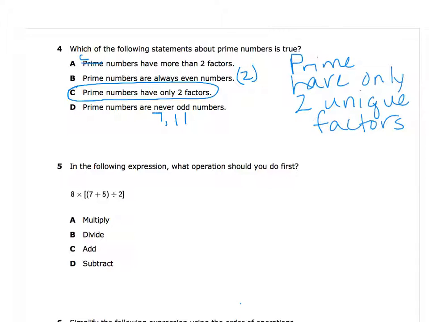Number 5, in the following expression, which operation should you do first? So remember, left to right, parentheses and brackets, multiplication, division, addition, and subtraction. So if I look here, remember we also work inside out. So the parentheses that is the furthest in would be this 7 plus 5. So that's what we do first. So we have to add first. So the correct answer is C.